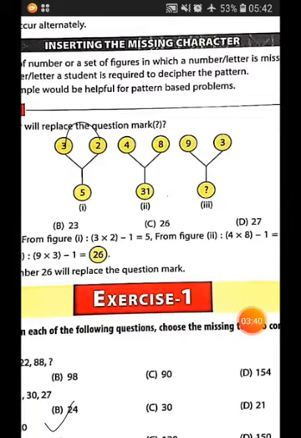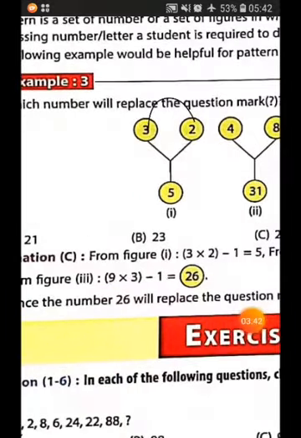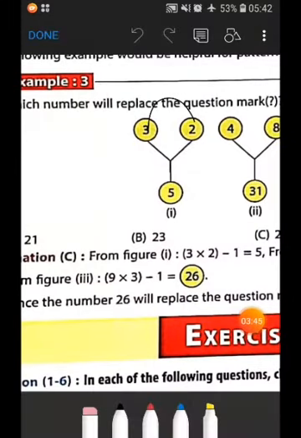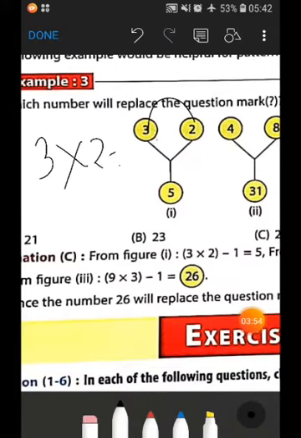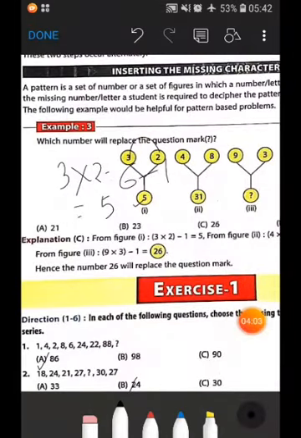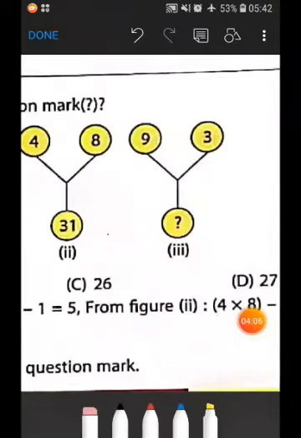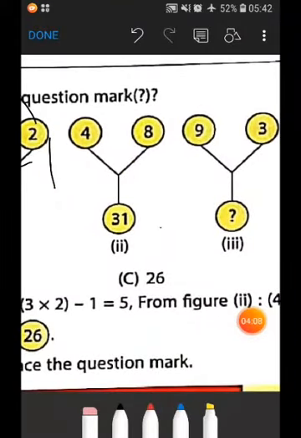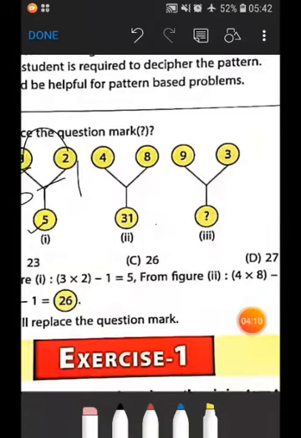Now as we can see here, when we multiply 3 by 2 we will get 6. 3 multiplied by 2 will be 6. Now if we subtract 1 from 6 you will get 5. So this is 5 we have. Now coming to the next figure, here 4 multiplied by 8 will be 32. Now subtracting 1 from 32 we will get 31.